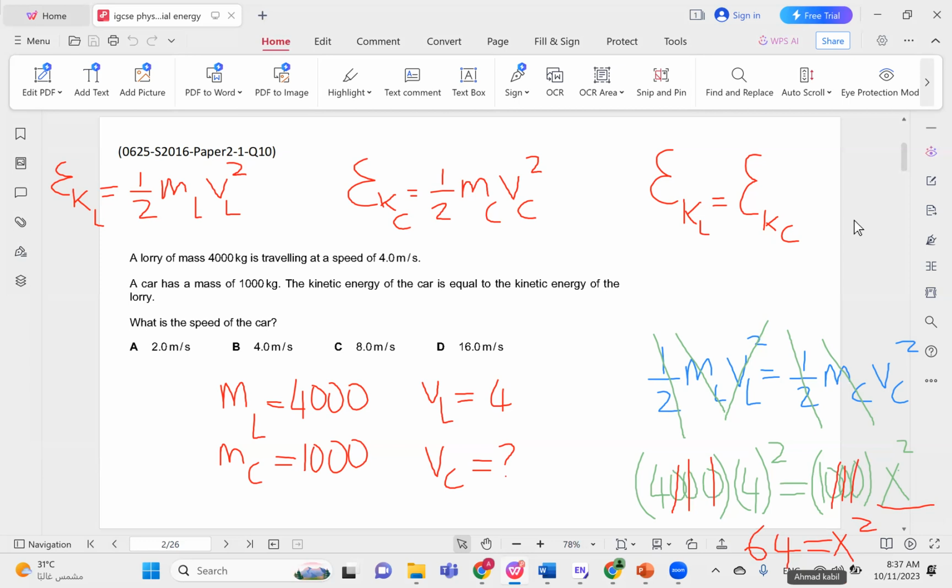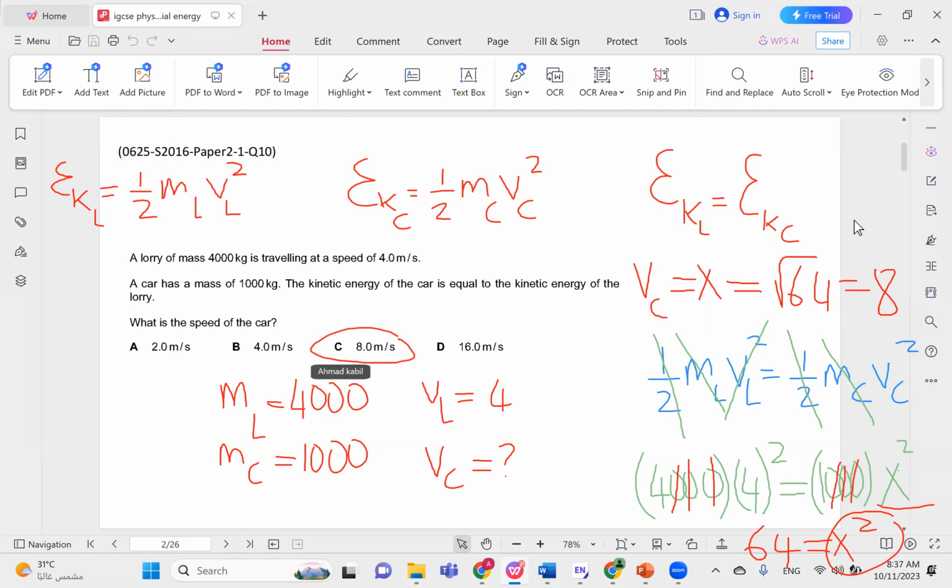So therefore, X, my unknown, which is VC, equals what? It is equal to the square root of 64, which is 8. And remember that this X is VC, which is the speed of the car. Therefore, our correct answer is choice C, 8 meters per second.